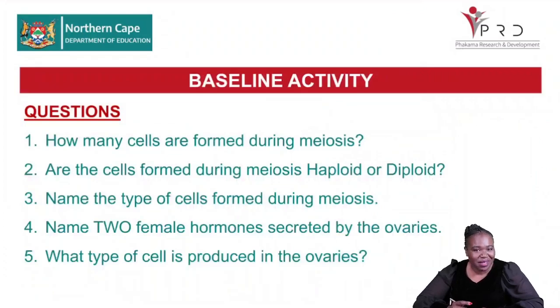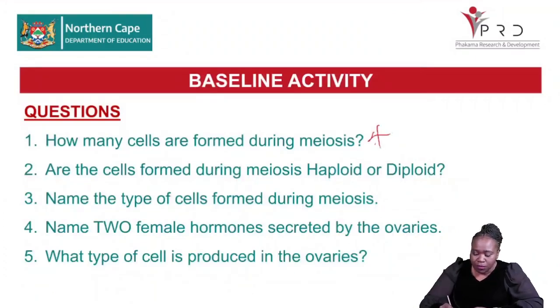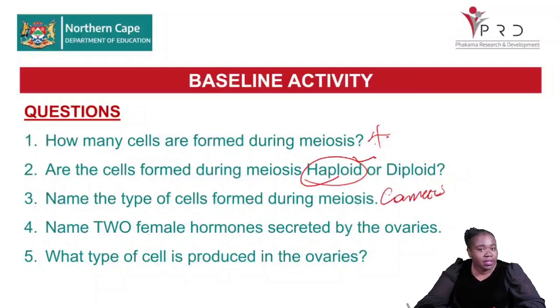All right, let's have a look at our baseline activity for today. The first question says, how many cells are formed during meiosis? Right, so we know that during meiosis 4 cells are formed, as opposed to mitosis, which only forms 2 cells. Are the cells formed during meiosis haploid or diploid? The answer there would be haploid, right? And then number 3, name the type of cells formed during meiosis. So what kind of cells are formed here? The cells that are formed here are referred to as gametes.